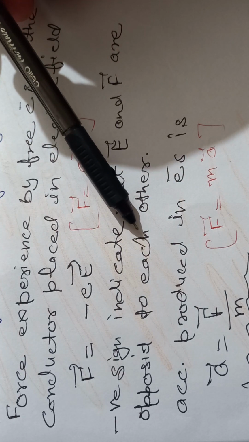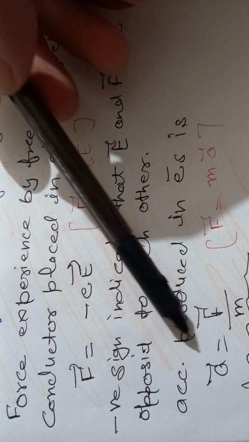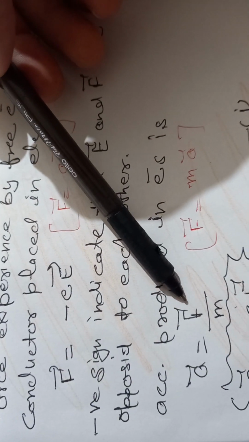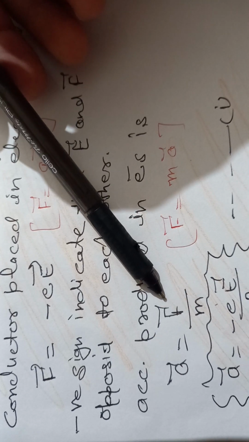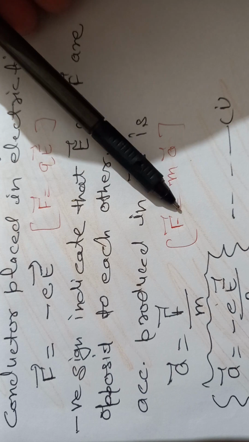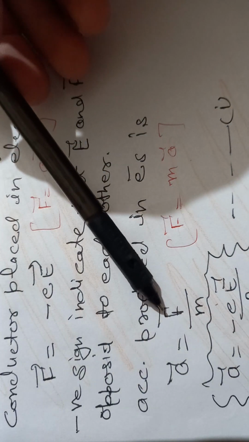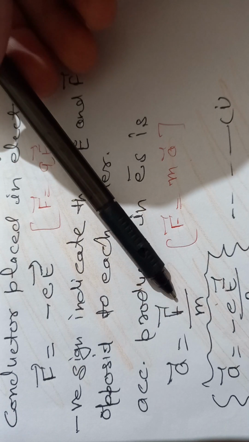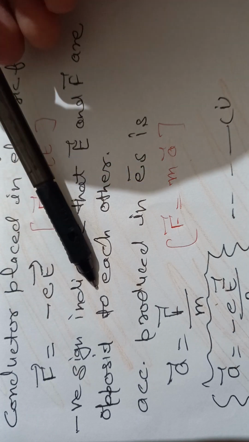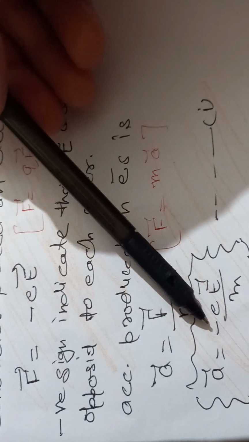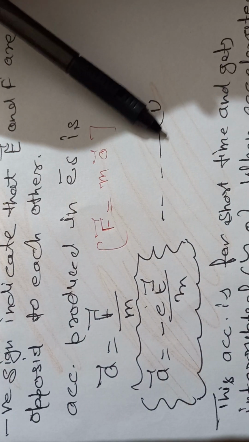Now as the electrons are drifted, the acceleration produced in the electrons is a is equal to F over m, where F is the force on each electron and m is the mass of each electron. This relation came from Newton's second law, that is F is equal to m into a. So a is equal to F over m. Now we fill the value of F from the above relation, F equal to minus e into E, so acceleration will become minus eE over m. This is relation number 1.